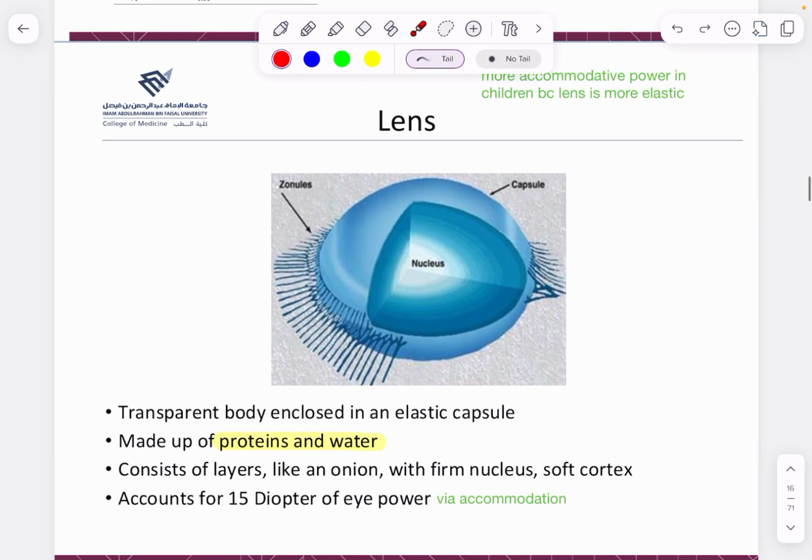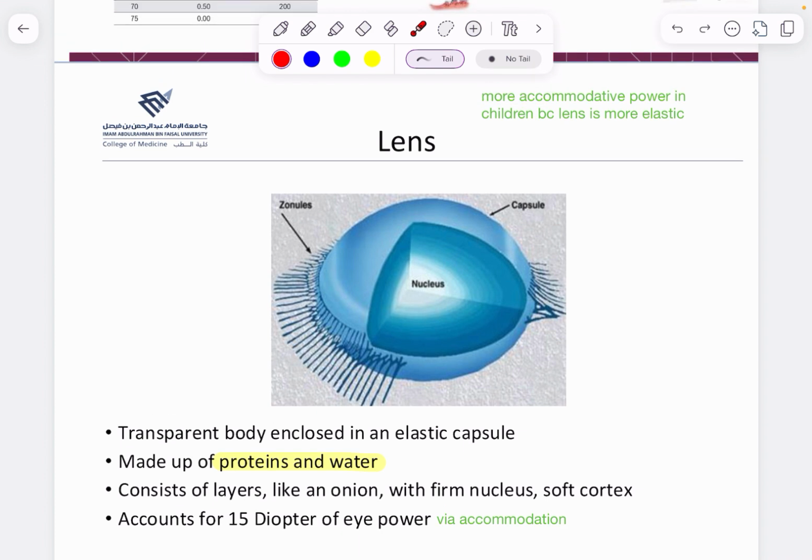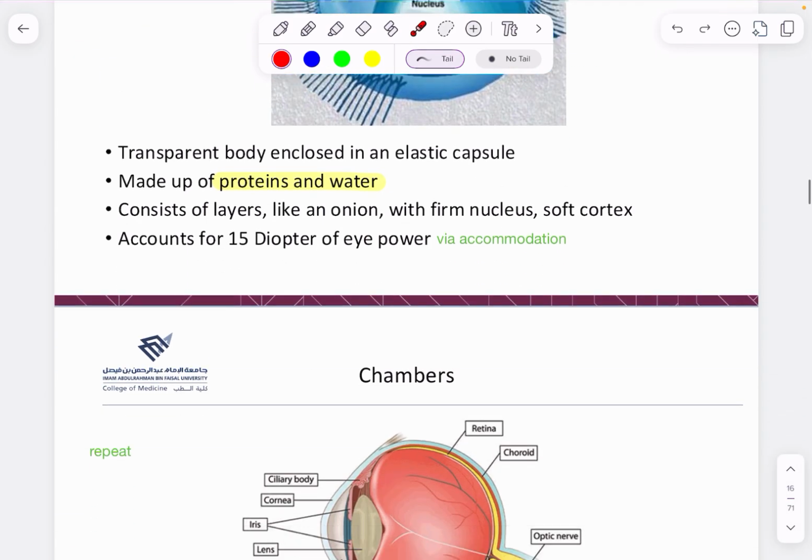Okay, the lens. It's a transparent body. It's covered by a capsule. It consists of proteins and water. And this will matter to us in cataracts, which we're going to talk about in the next lecture. It also has some type of accommodative power. It's not a lot like the cornea, but it helps in accommodation. And why do children, for example, have better accommodation? Because the lens is more elastic, so it can move more easily and they're able to accommodate very quickly.